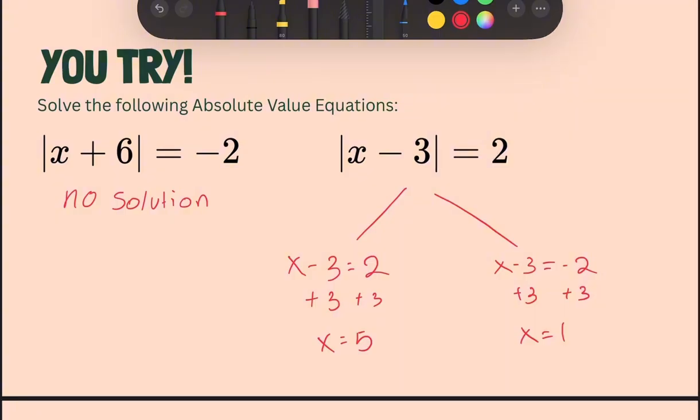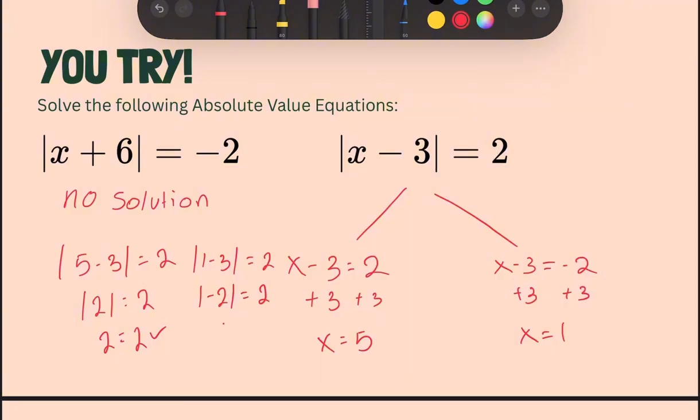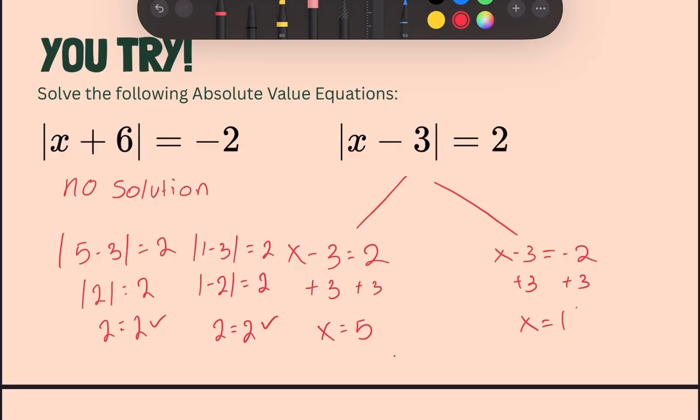Now let's test them out. I'm going to do that over here. The absolute value of 5 minus 3 is equal to 2, since 5 minus 3 is 2. The absolute value of 2 is in fact 2, so that's right. Now let's try 1 out. The absolute value of 1 minus 3: 1 minus 3 is equal to negative 2, and the absolute value of negative 2 is in fact 2. So therefore, both of these are my solutions. So x could be 5 and 1.